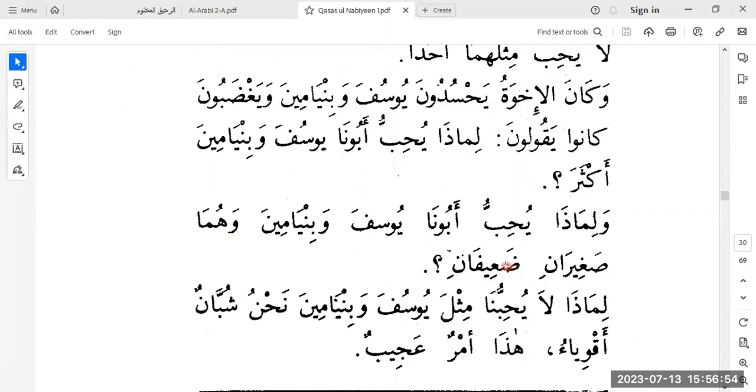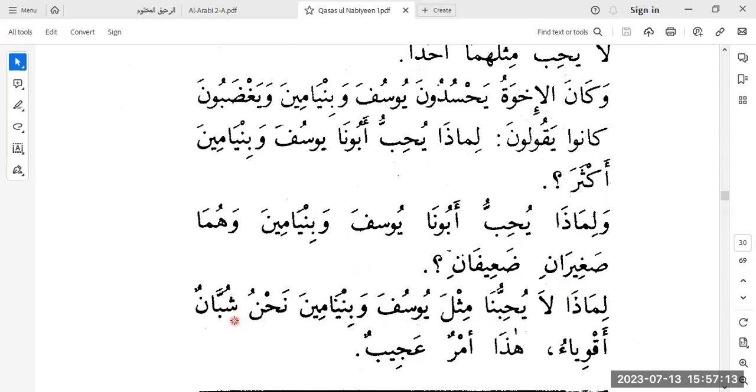So why? They're asking a question to themselves, right? Limaza la yuhibbuna mithla Yusufa wa Binyamin? Why does he not love us like Yusuf and Binyamin? So why does he not love us like he loves Yusuf and Binyamin?